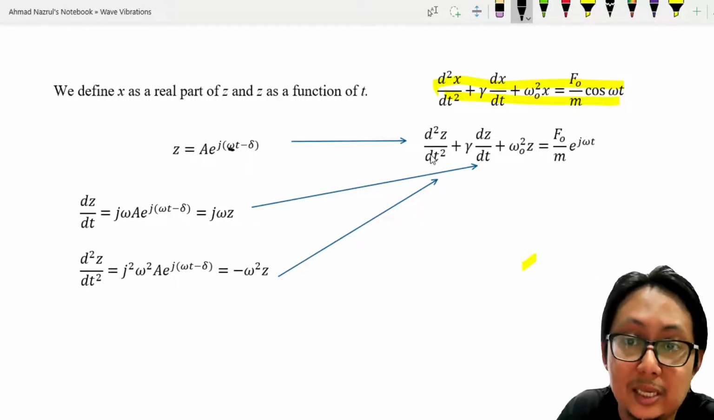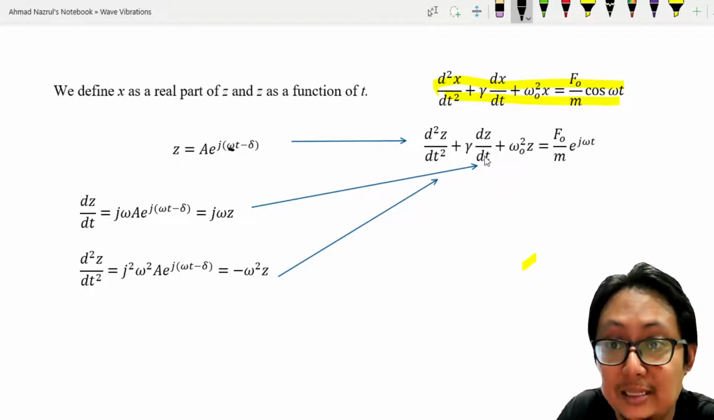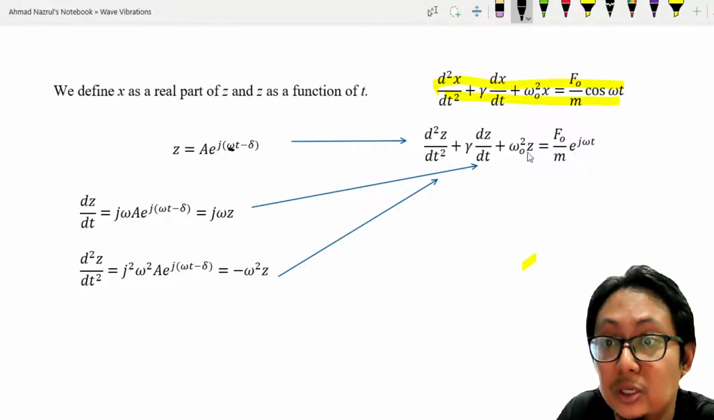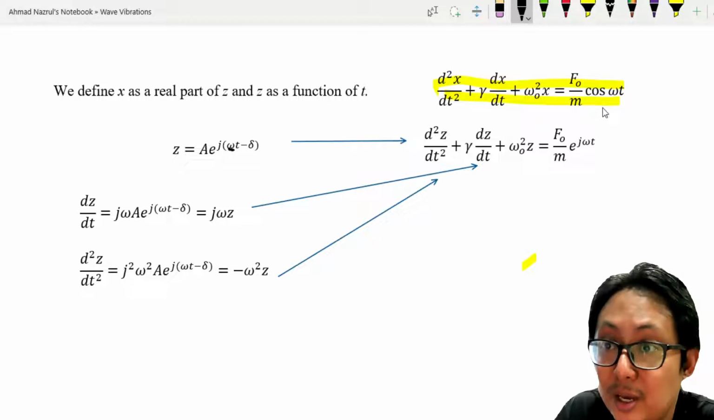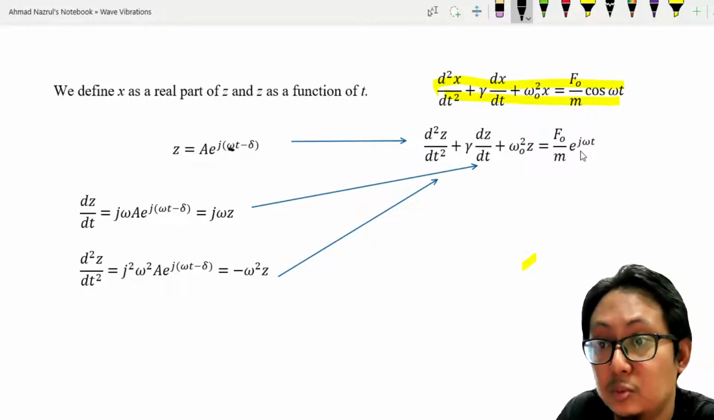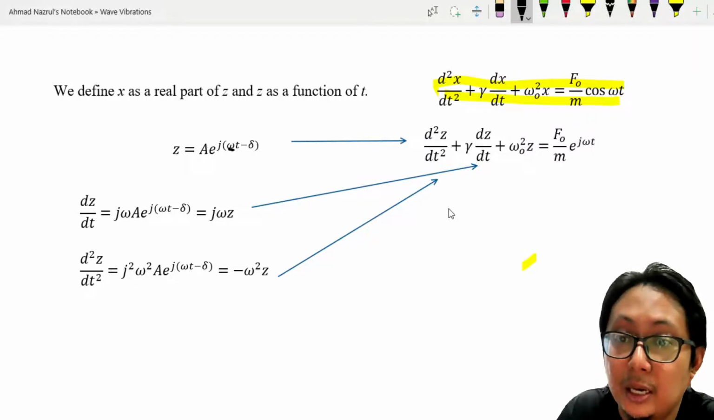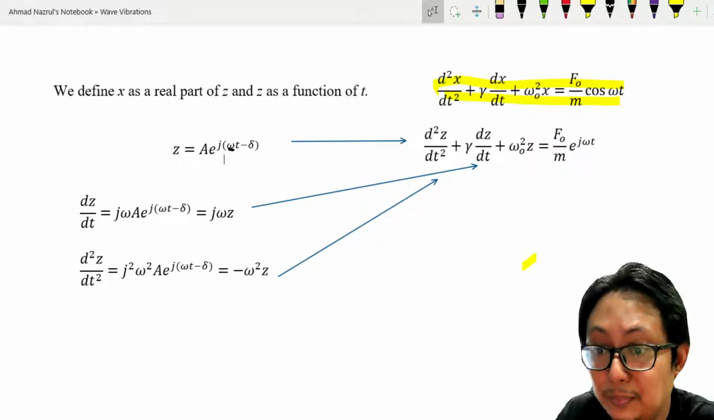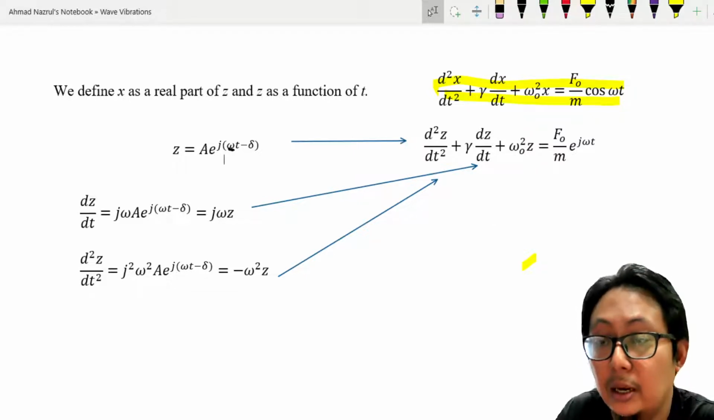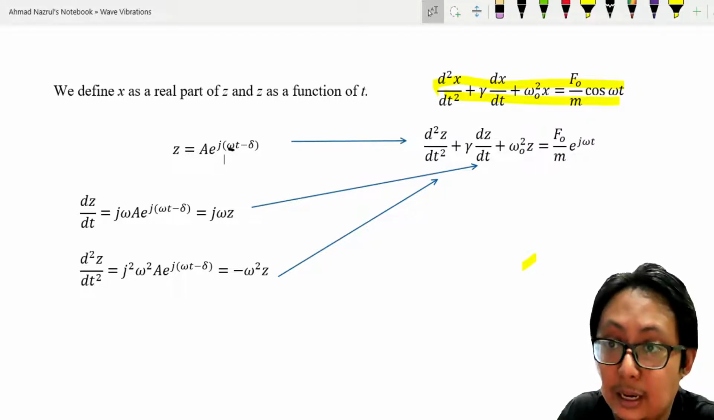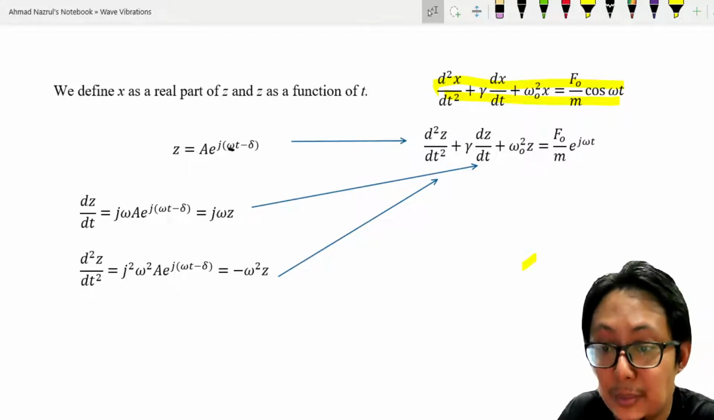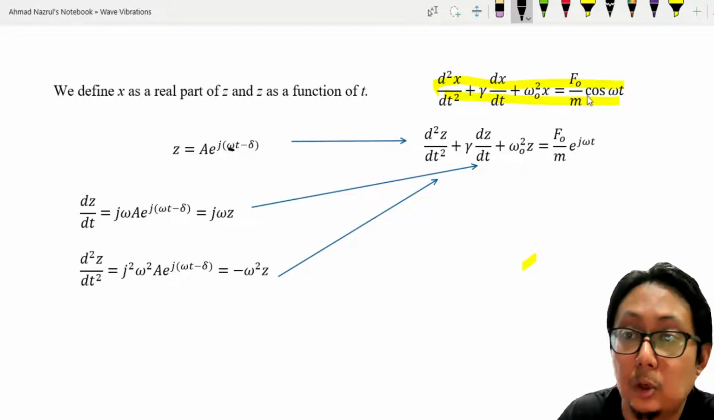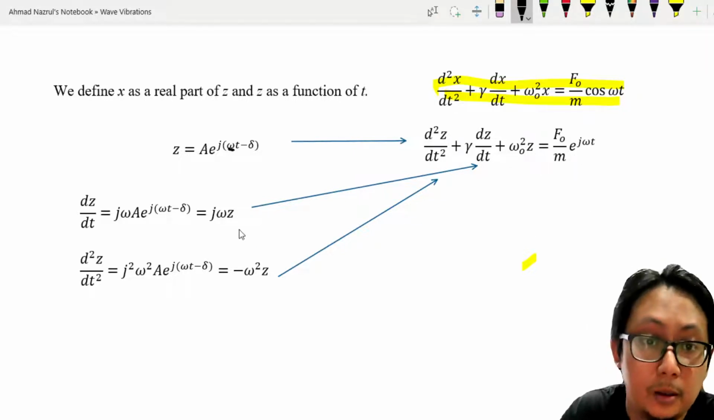So we have d square z over dt square plus gamma dz over dt plus omega naught square z equal to f naught over m times cos omega t. For the cosine we also change to the complex, which is exponential j omega t. We know that exponential j omega t is equal to cosine omega t plus j sine omega t. But right now we are taking only the real part of the equation, so we change to the complex here.